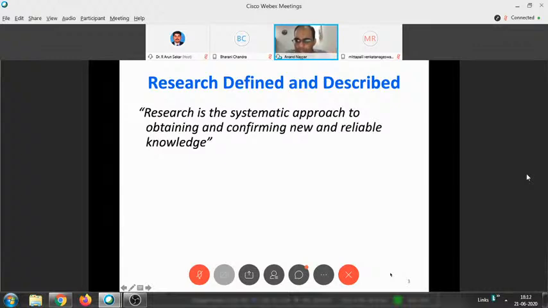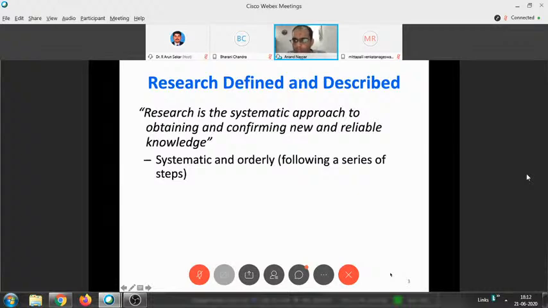So that's why I'm telling you that there are lots of sources. I will be discussing some tools of research also. So the main thing is you have to obtain new and reliable knowledge. There is a lot of knowledge. There are many papers on one field, but are they reliable? Are they good? Are they giving you new information? So that's what we have to find.